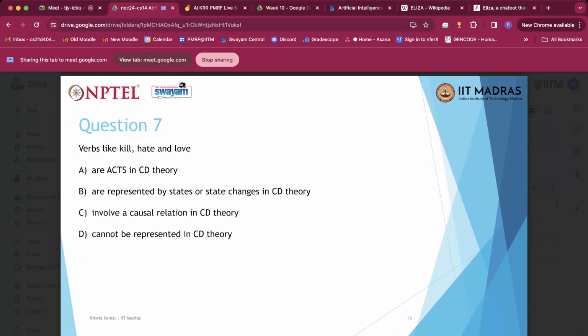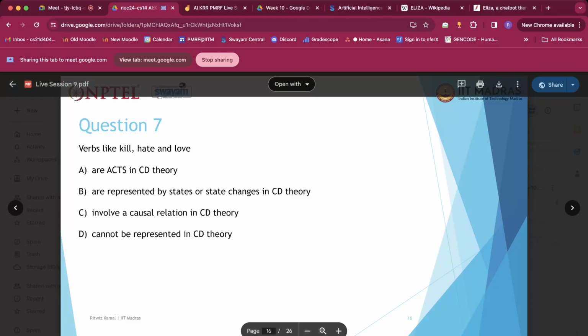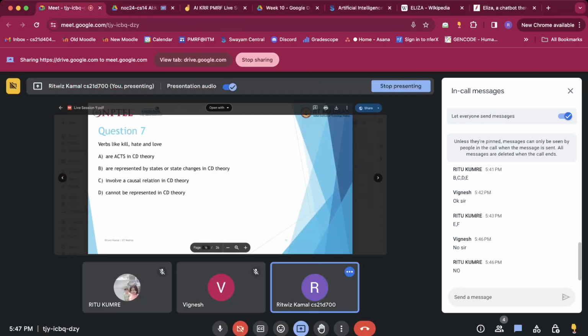And this also somehow relates to one of the questions we discussed early on in the session today. So this tells us that verbs like kill, hate, and love, can we say that these are acts in the conceptual dependency theory, or can they be represented by states or state changes in the CD theory, or do they involve a causal relation in CD theory, or they cannot be represented at all in CD theory? Okay, so you have to select the correct option or options from among these four options given to you. Again, I'll let you think about it for a while and we can discuss the solution then.